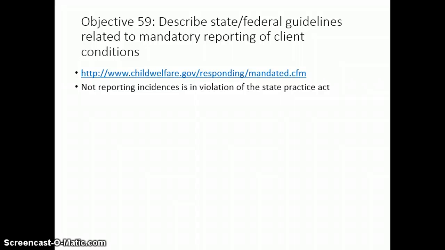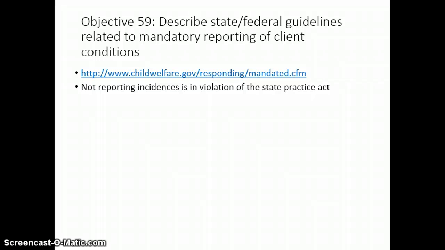Describe state and federal guidelines related to mandatory reporting of client conditions. If you go to the following website, it'll take you to different types of must reports that vary state to state.